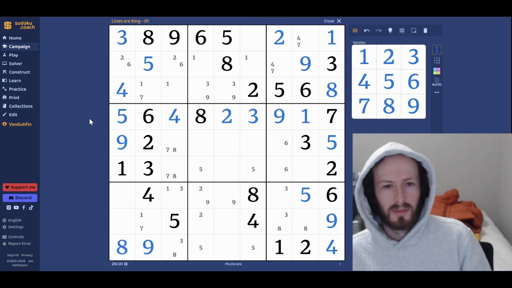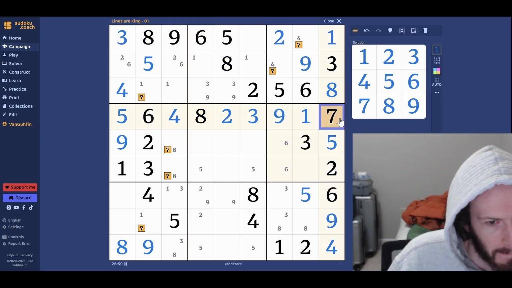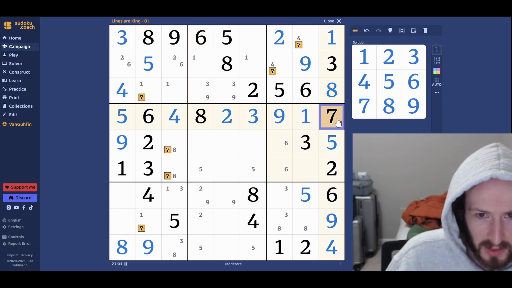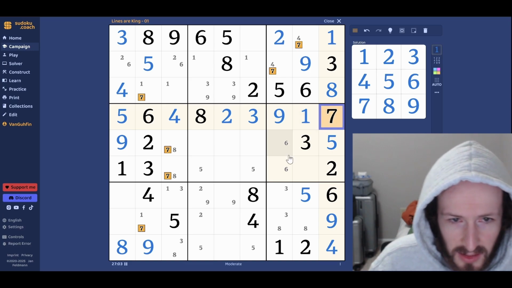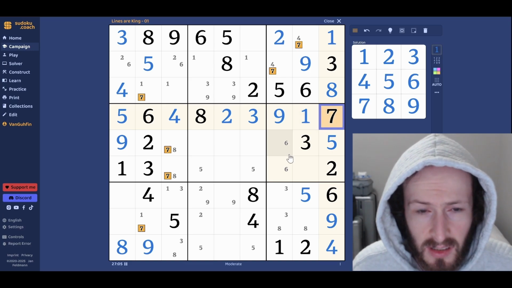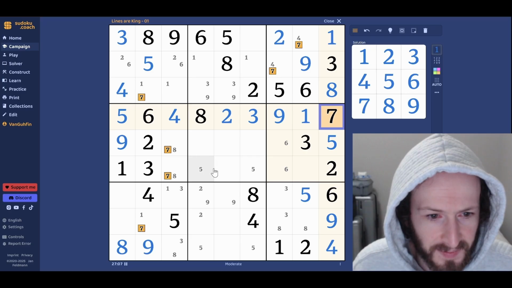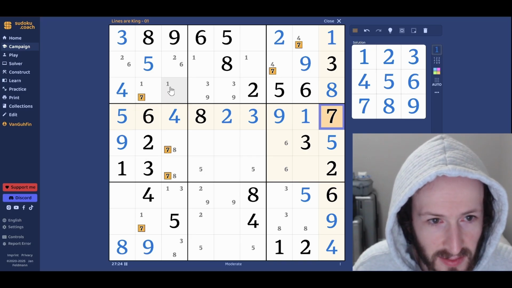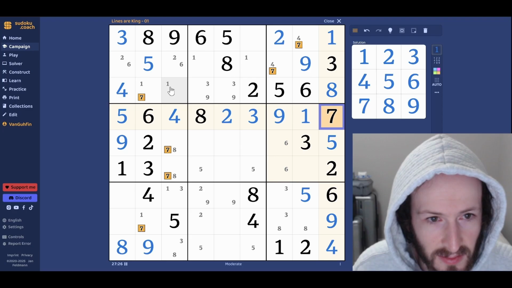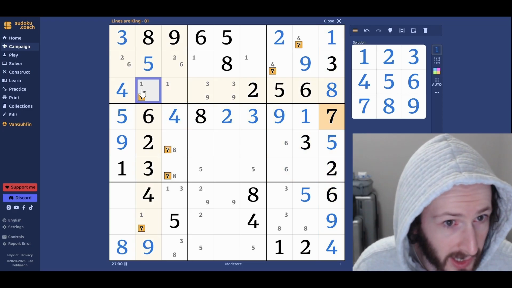Is this difficult? Okay, bear with me, because this is gonna probably sound insane. 7 cannot be here. But a 1 could be in either of these two. So this one has to be the 7.